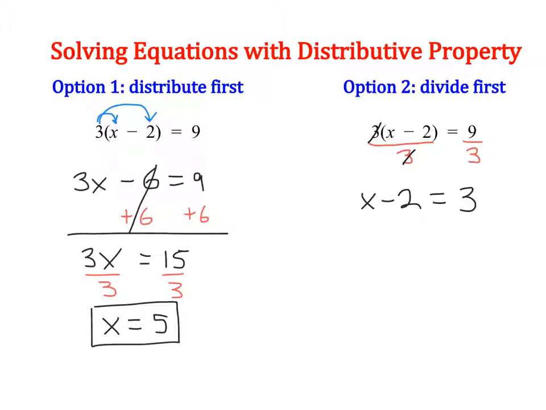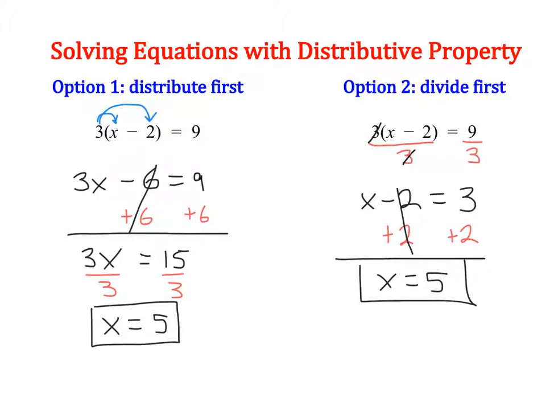So now you can see that we actually only have a two-step equation. We're going to use our inverse operation and add 2 to both sides. And what we have left is x equals 5. So you can see that we got the same answer, but this one only required 2 steps and this one required 3. So either you can distribute first and then solve, or you can just divide out the number from the beginning and then finish solving.